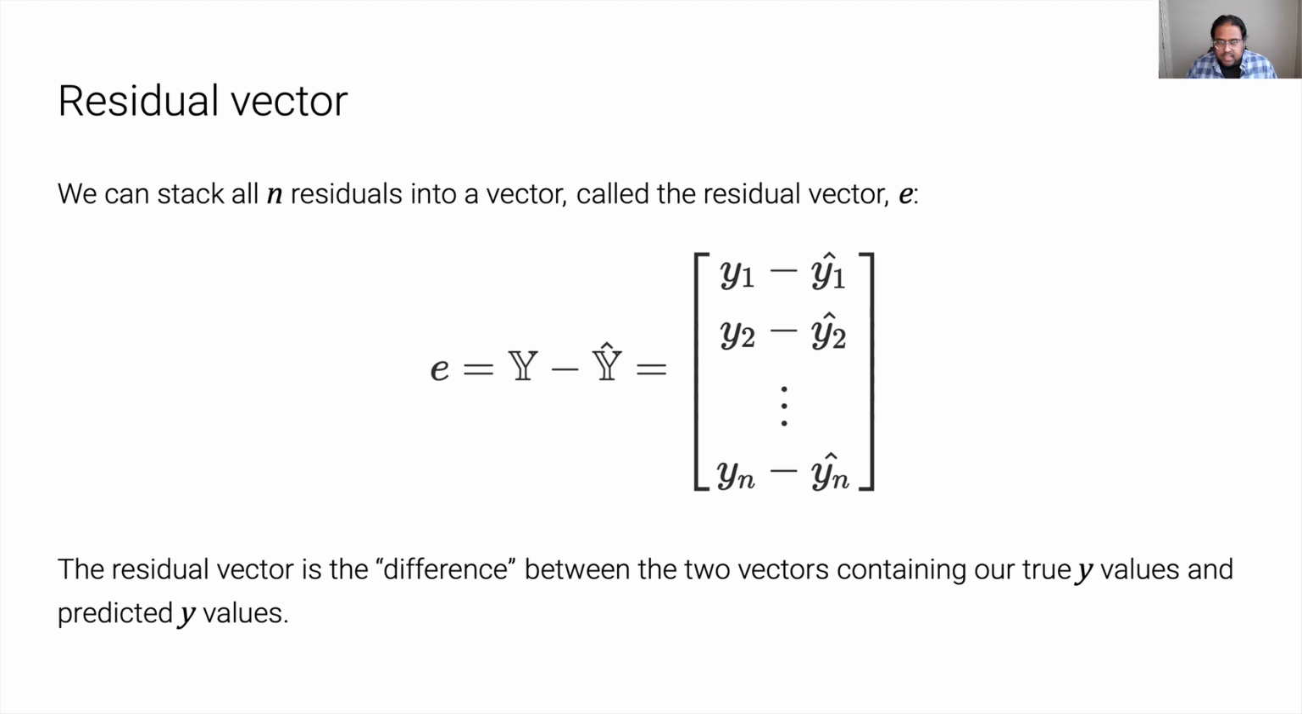You may see where we're going with this. We can actually stack together all of our residuals into a single vector, which we call the residual vector E. So our residual vector is this vector of the first residual, the second residual, so on and so forth, through the nth residual. So this you could think of as being E1, E2, so on and so forth, through En. Now this residual vector is just the difference between our vector containing our true y's and our vector containing our predicted y's. So this is the true response vector, and this is the predicted response vector. And we say that that is the residual vector.